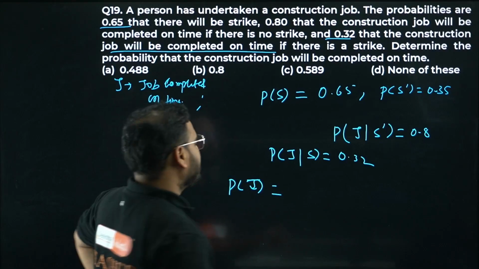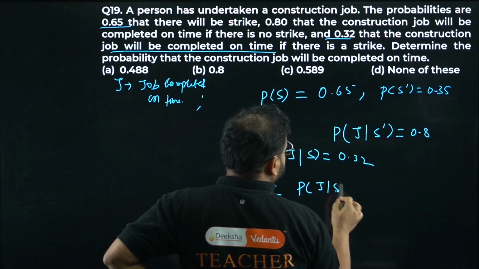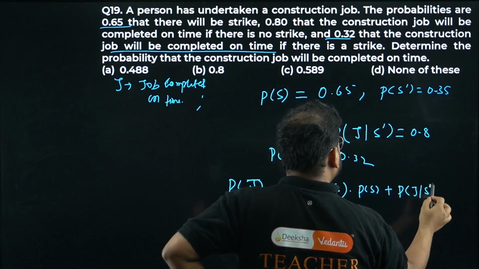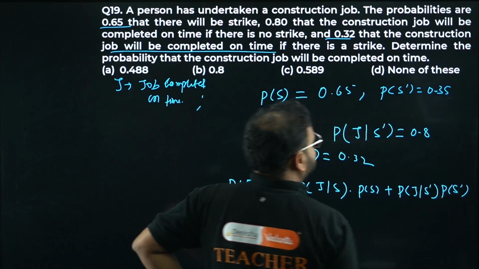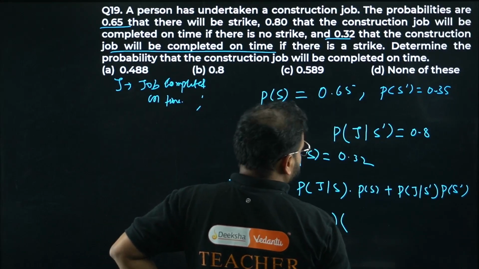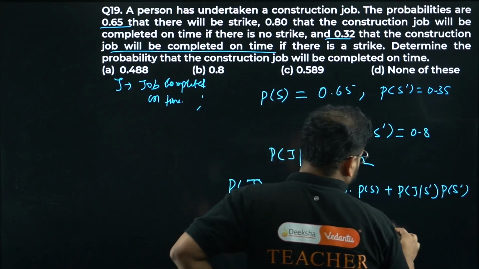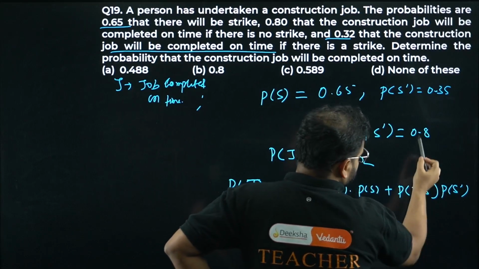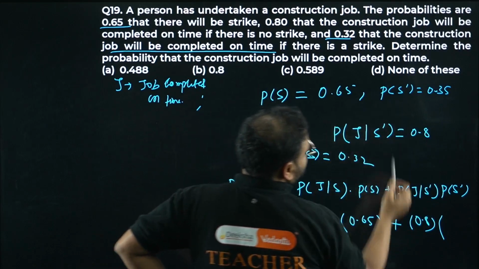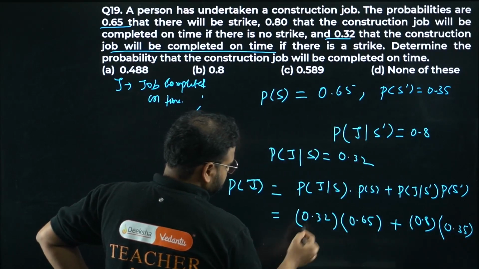So both the cases we will write. For the case when the strike is there, we'll write P(J|S) into P(S) plus P(J|S') into P(S'), correct? So we have 0.32 into, what is it there, 0.65, and for this part we have 0.8, and P(S') will be, sir, how much? Please check. 0.35.